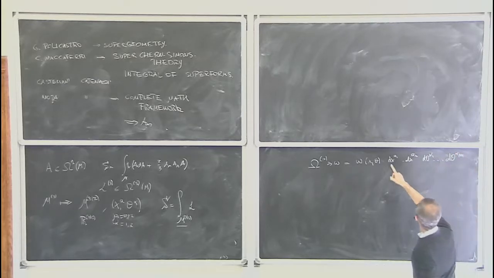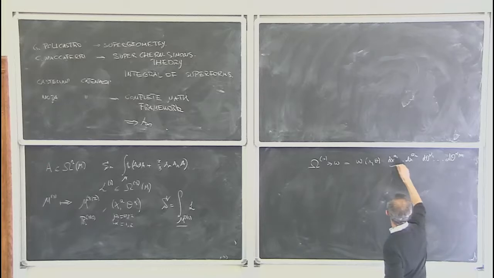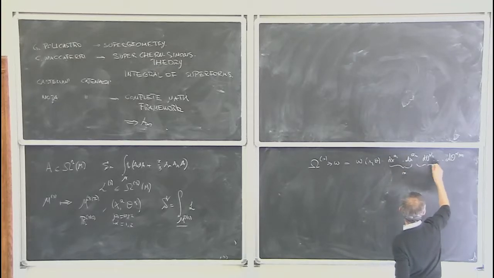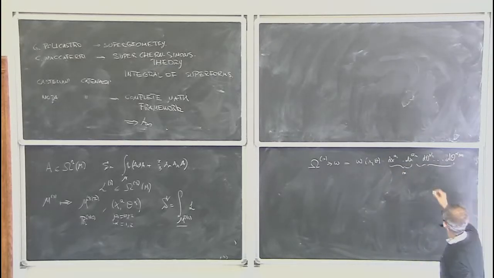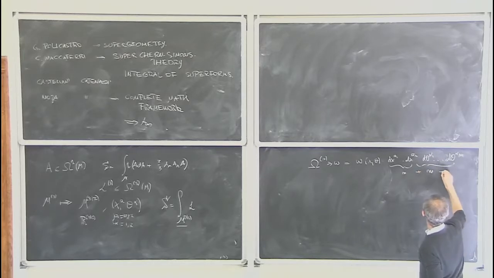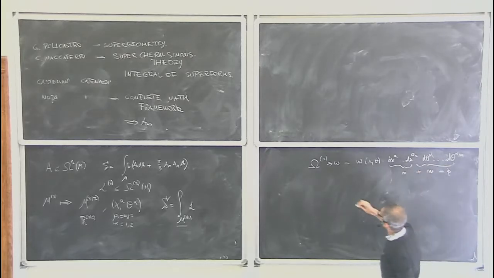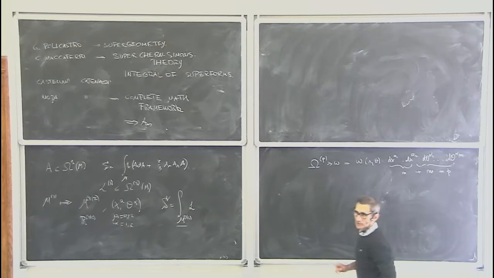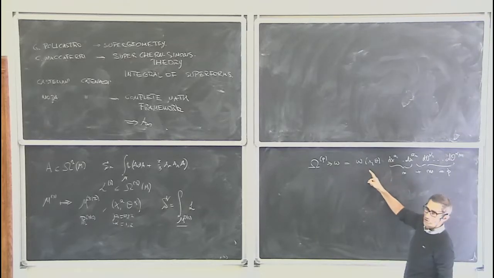Now, the total degree of this form is just the sum of the degrees. So this is just n one forms, these are m forms, so the total degree is just m plus 1. Let me put a p, which is the dimension, the degree of this form. And in front of this, there is a function of x and theta.